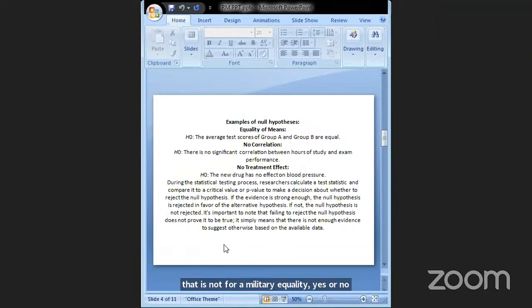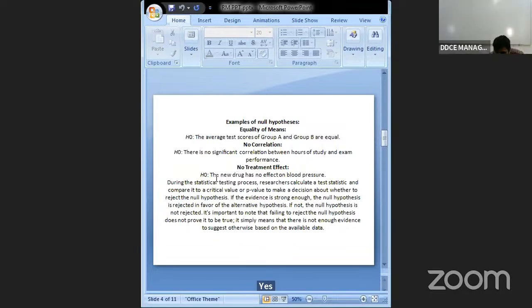Similarly, you can see the treatment effect: the new drug has no effect on blood pressure. Null always says no, always similar. There is no difference, no effect, no relationship.